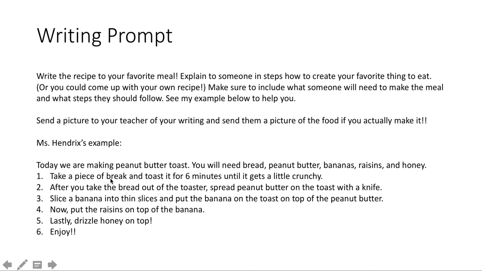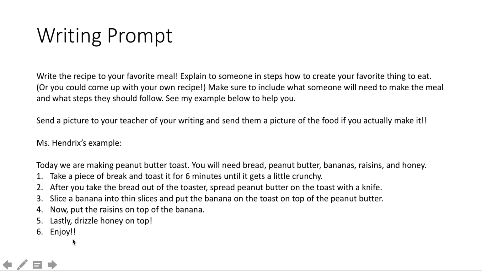So I wrote, today we are making peanut butter toast. You will need bread, peanut butter, bananas, raisins, and honey. Step 1. Take a piece of bread and toast it for 6 minutes until it gets a little crunchy. Step 2. After you take the bread out of the toaster, spread peanut butter on the toast with a knife. Step 3. Slice a banana into thin slices and put the banana on the toast on top of the peanut butter. Step 4. Now put the raisins on top of the banana. Step 5. Lastly, drizzle honey on top.